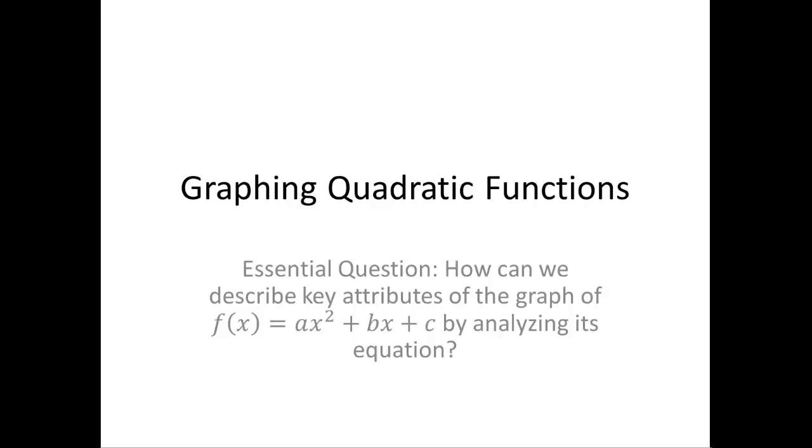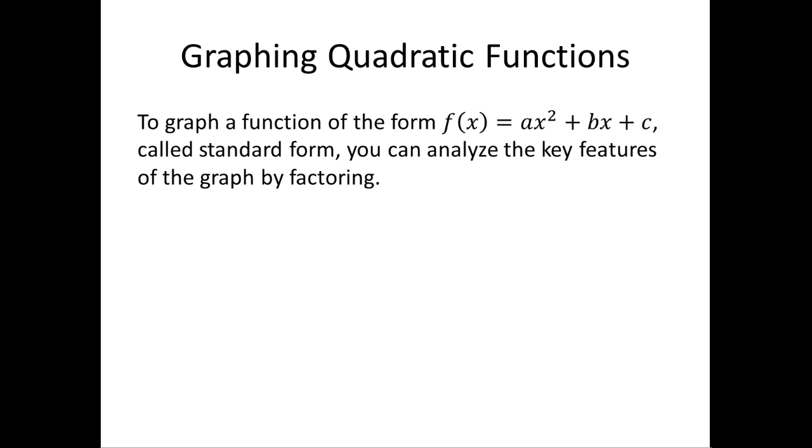In this lesson, we will answer the following question. How can we describe key attributes of the graph of this quadratic function in standard form by analyzing its equation? To graph a function of this form, called standard form, we can analyze the key features of the graph by factoring. Some key features of the graph include its x-intercept, the y-intercept, the axis of symmetry, and the vertex.